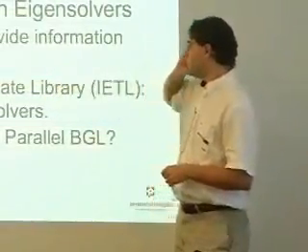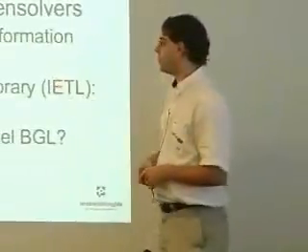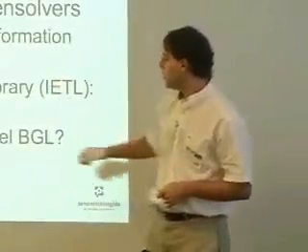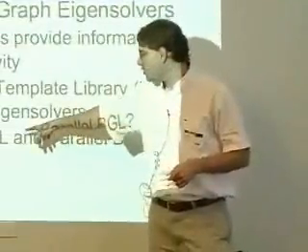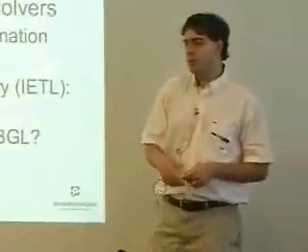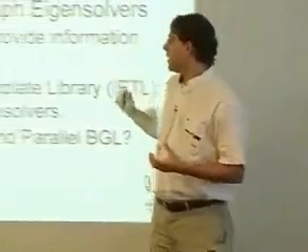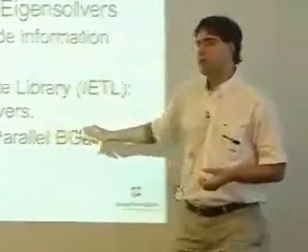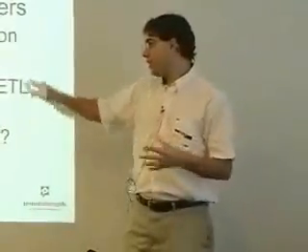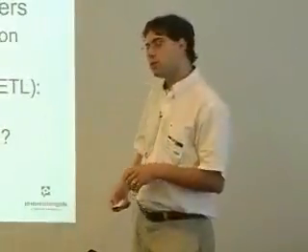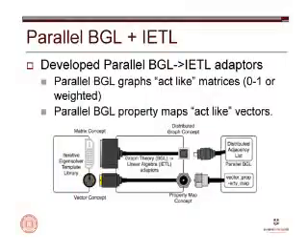And we said, well, we know that a graph can be viewed as a matrix. Right? You can view a graph as its adjacency matrix. So can we compose the parallel BGL, which already existed at that time, with the IETL developed by someone else, and actually compute the eigenvectors of parallel graphs using the IETL without rewriting any of the algorithms in the IETL or rewriting our own data structures? Both of these are generic libraries.